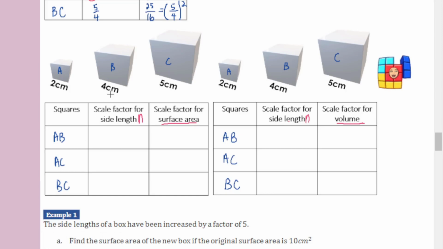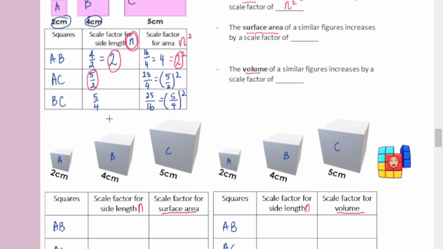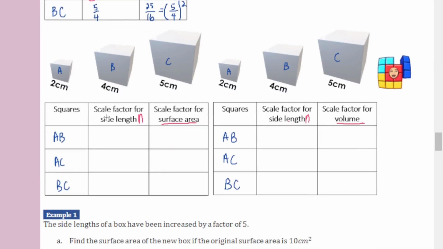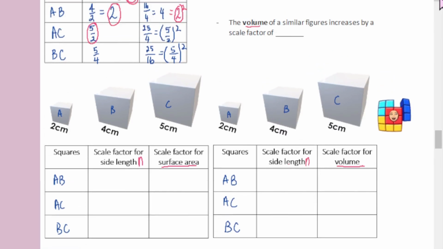Now for the side length, we have it the same as the values before. So I'm just going to write them down. See if I can fit both into one page. Oh, yes, it fits. So the scale factor for AB, for the side length, was 2. The scale factor for AC was 5 over 2. And for BC, we saw that it was 5 over 4.